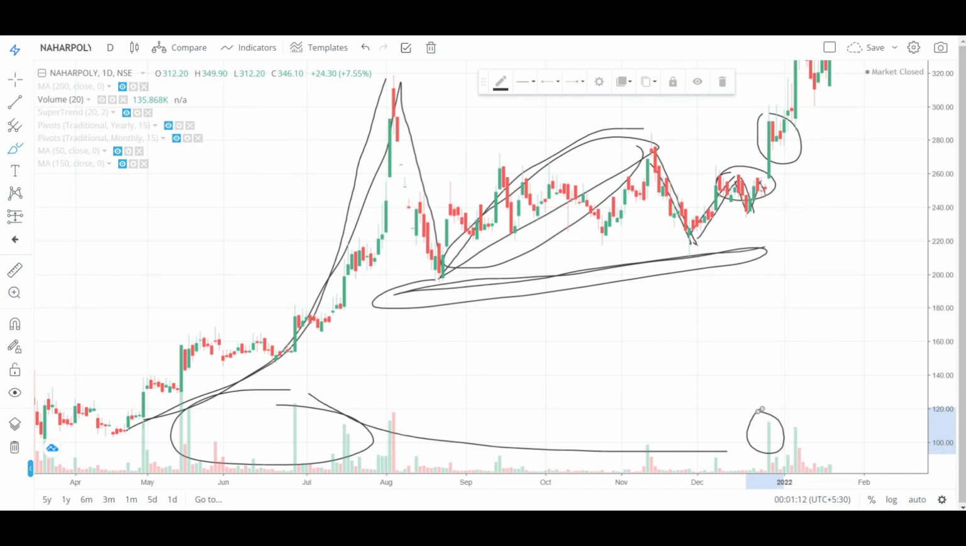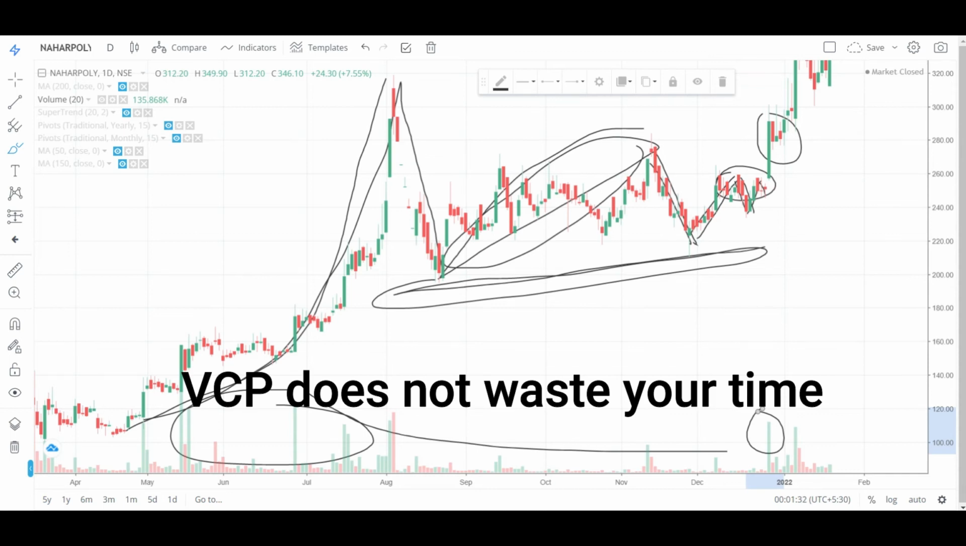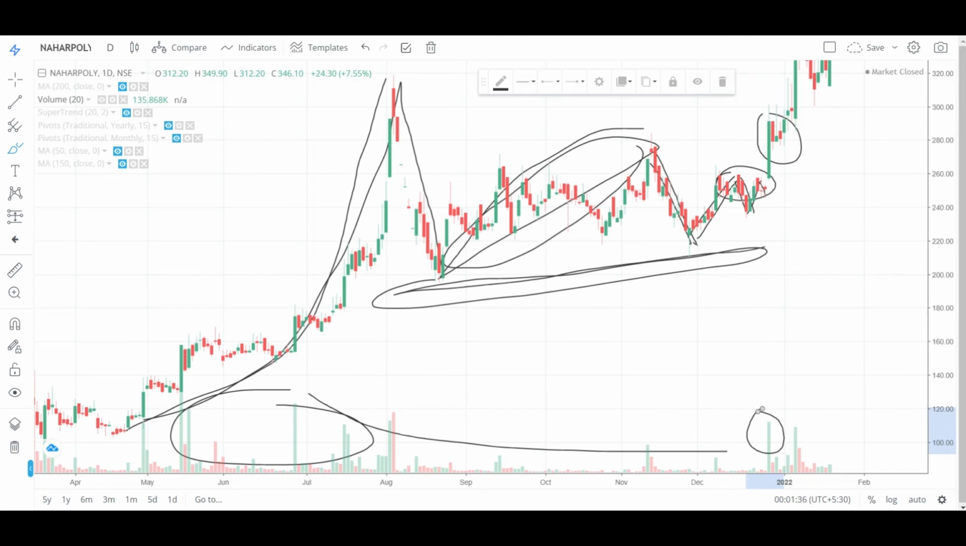I will show more examples, but before that let us discuss why we should trade with the VCP pattern. First of all, if you trade with the VCP pattern, you will very quickly know whether you are right or wrong, and also you will be in profit very quickly or out with a small loss very quickly. So it doesn't waste your time at all. So let us discuss other examples now.